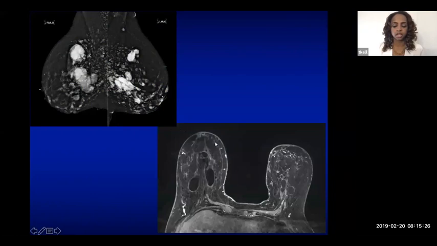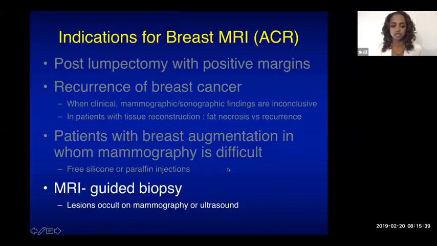But then we obtained an MRI, and you can see there was no suspicious finding. The silicone granulomas are not going to be obscuring disease if there was one. So in these cases, MRI is useful.